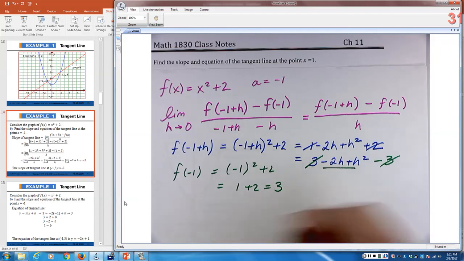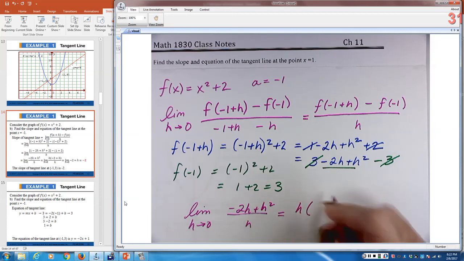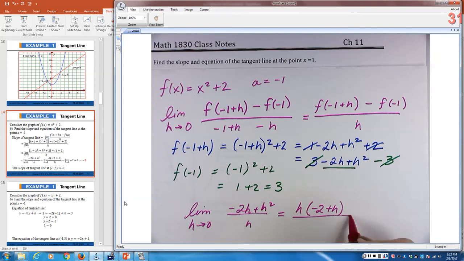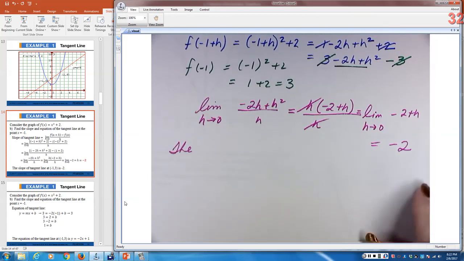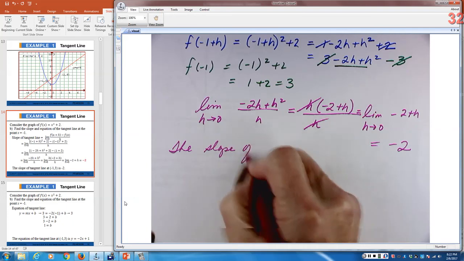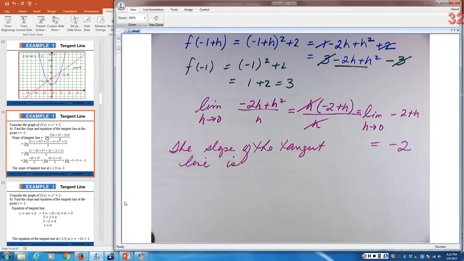So we're going to take the limit as h approaches 0 of -2h plus h squared over h, which means we're going to factor out the h just like we did in the others. And the limit as h approaches 0 of -2 plus h is simply -2. So the slope of the tangent line is -2.